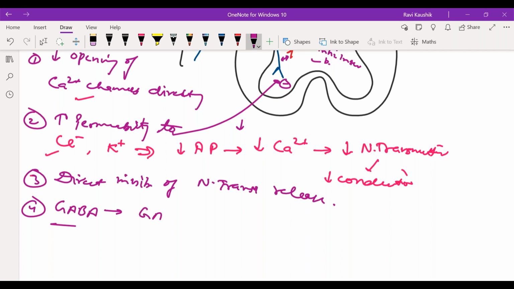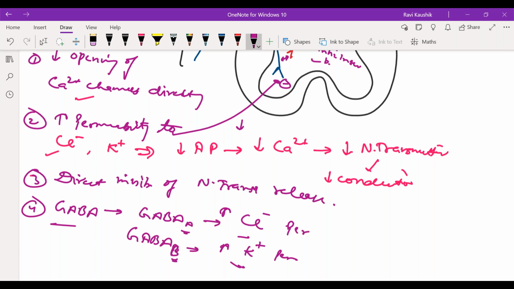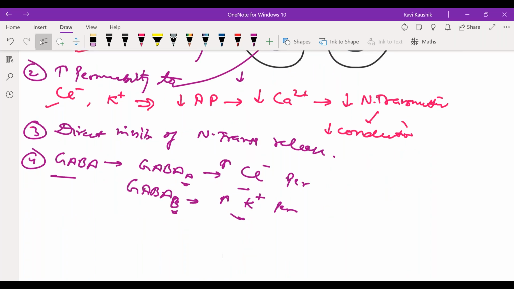If GABA acts on GABA A receptors, it will increase the chloride permeability, leading to hyperpolarization or inactivation of the presynaptic membrane. Also, if it acts on GABA B receptors, it will lead to increased permeability of chloride, or sorry, potassium. So GABA A chloride, GABA B potassium. Fine. This is basically how an inhibitory interneuron or inhibitory collateral can lead to presynaptic inhibition.